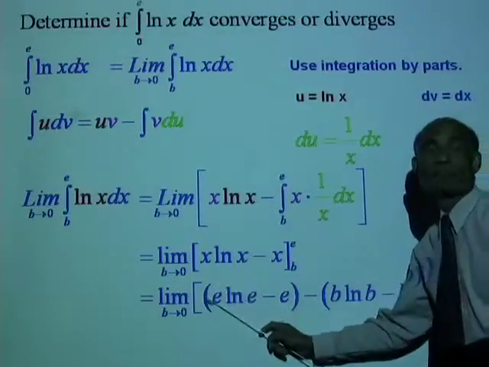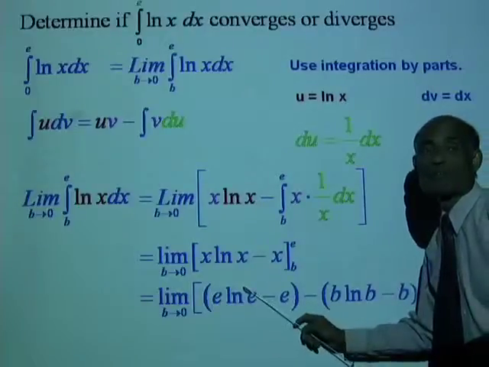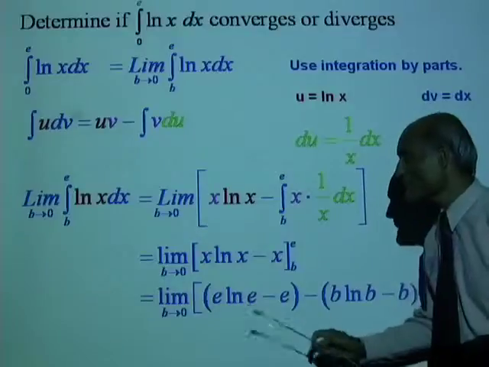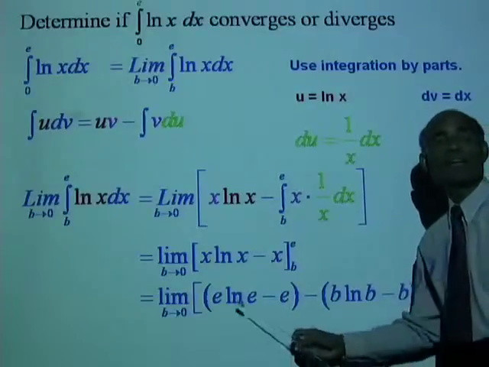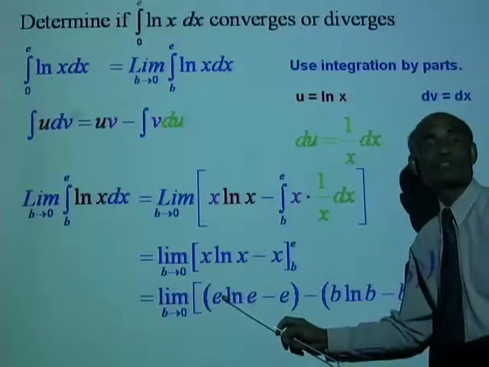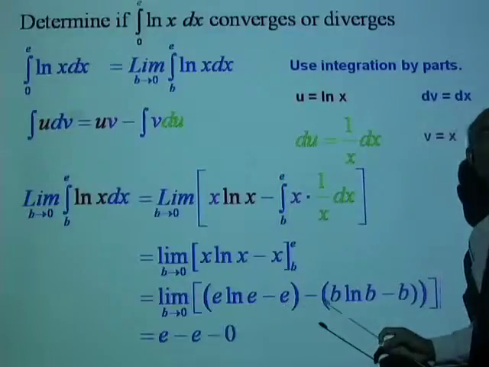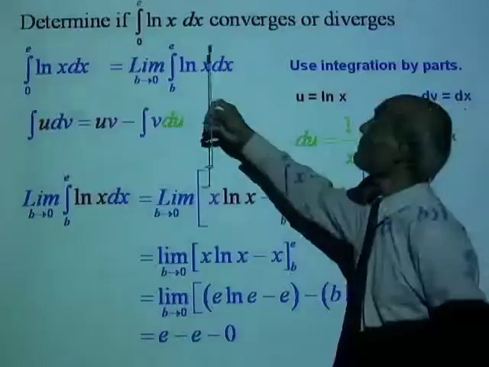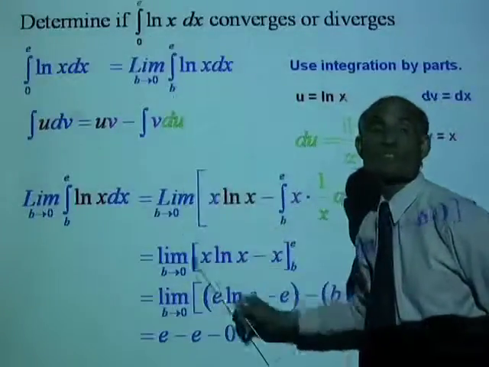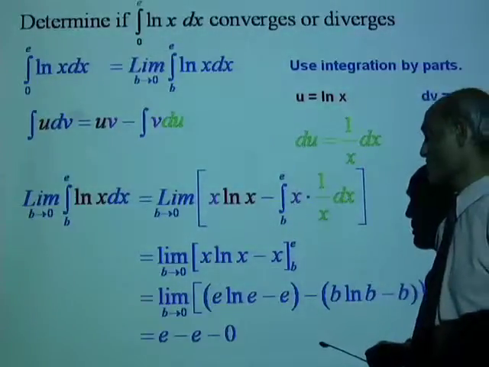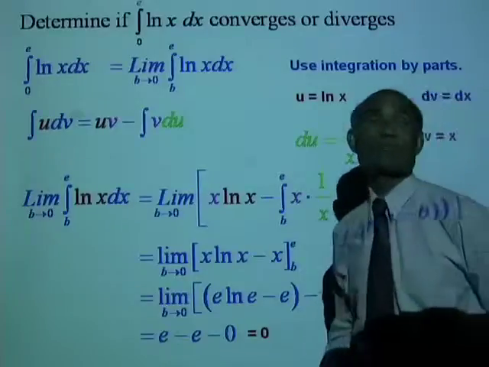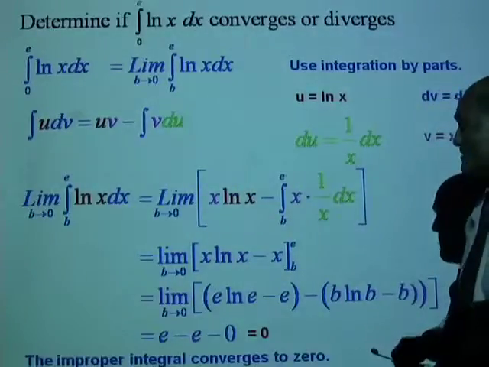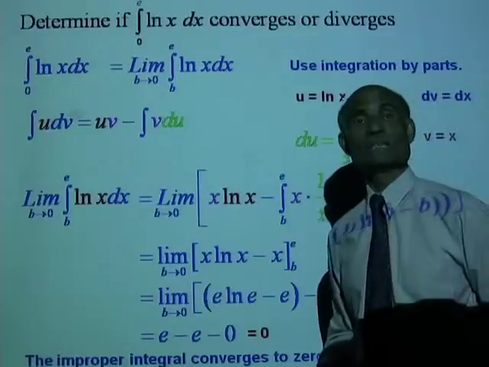Therefore, the limit will simply be this. What is that value? What is ln of e? ln of e is 1. So this will be e minus e, and that will be 0. So the value of this improper integral is 0, and that means it is a converging improper integral. That's right.